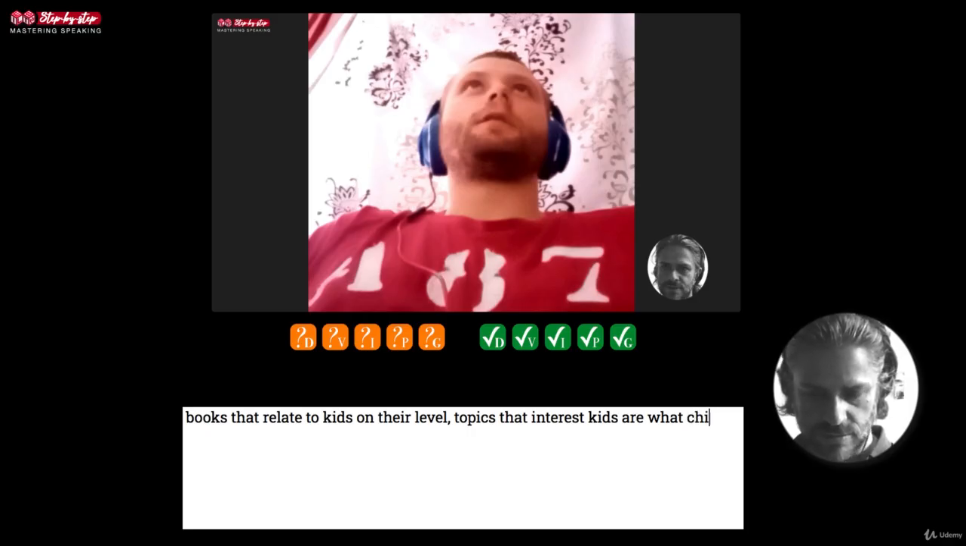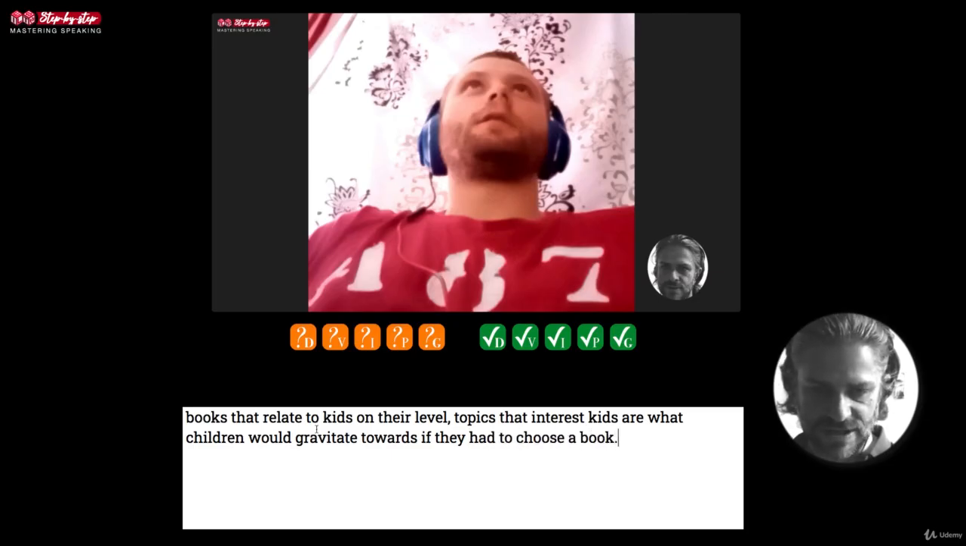Children would gravitate towards if they had to choose a book. Okay, to gravitate towards, move towards. So if you're in a library with a child and he has to read a book for the next 10 minutes, of course he's going to gravitate, or she is going to gravitate towards stuff that's more colorful and with topics that interest kids. So here's the main verb. Books that relate to kids, topics that interest kids are what children would gravitate towards if they had to choose a book. Okay, another one.